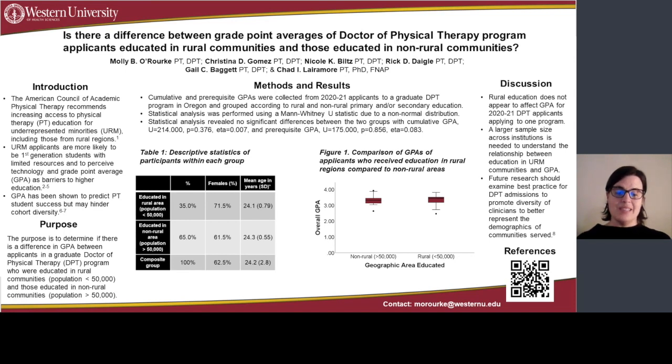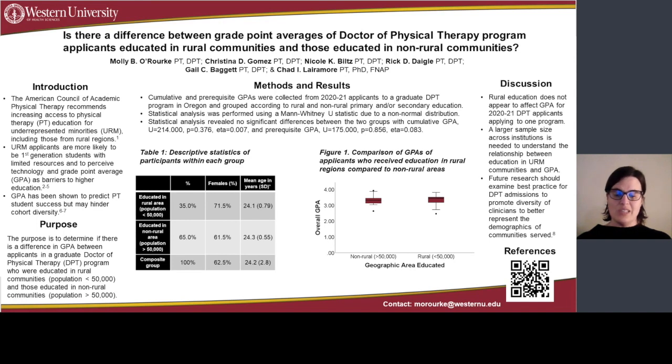Program applicants were asked to indicate whether they received primary or secondary education in rural communities. Cumulative and prerequisite GPAs were collected and grouped according to rural and non-rural primary and secondary education. 35% of applicants were educated in rural regions, and 65% were educated in non-rural regions. Due to a non-normal distribution of our sample population, a Mann-Whitney U was performed. Statistical analysis revealed that within the applicants to one graduate DPT program, there was no significant difference in GPA between those educated in rural regions and those educated in non-rural regions.